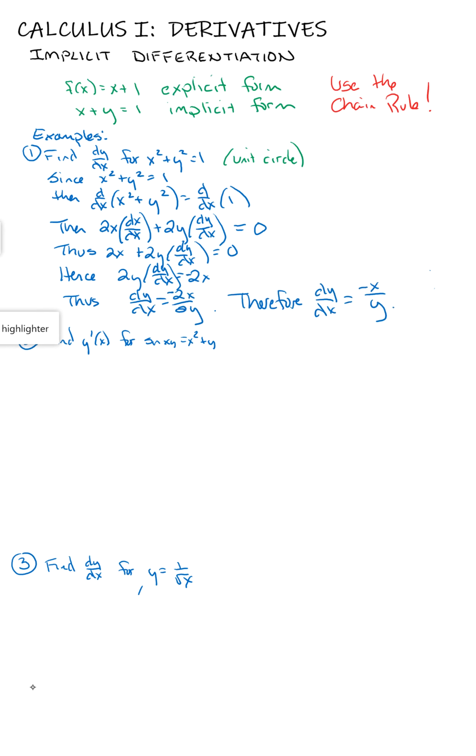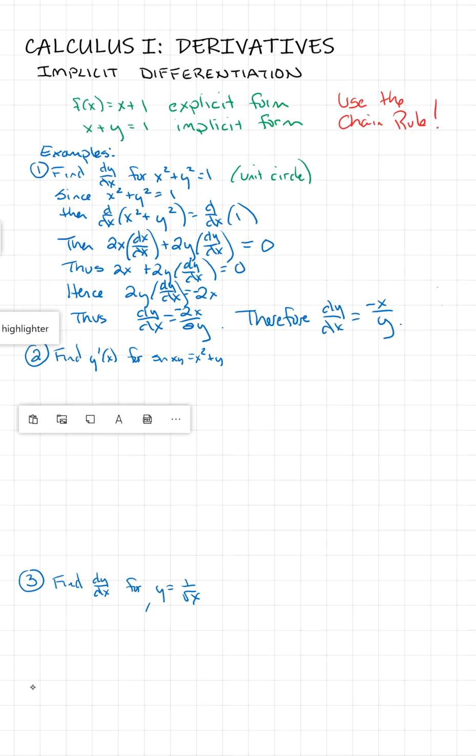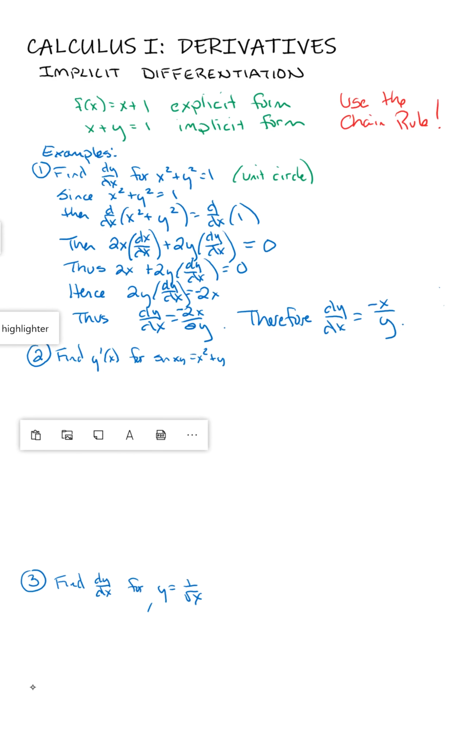That's implicit differentiation. All right, let's take a look here at example 2. We want to find y prime for sine of xy equal to x squared plus y. So since we have sine of xy is equal to x squared plus y, then we can take the derivative of each side.